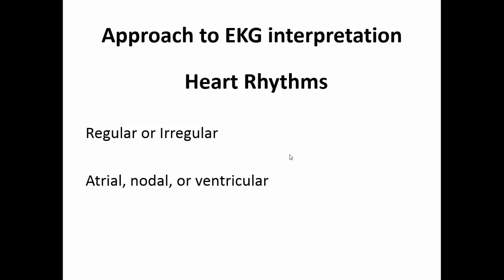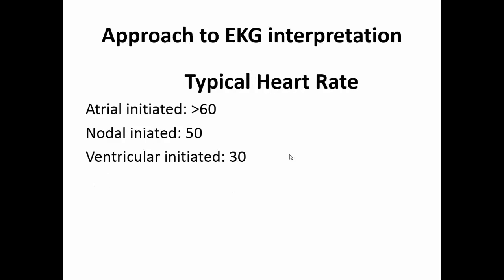To decide if it's atrial, nodal, or ventricular, typically we can use the heart rate to decide. If it's atrial initiated, heart rate's going to be in the 70 or more range. If it's nodal initiated, it's going to be more of a heart rate of 50. If it's ventricularly initiated, heart rate's going to be around 30.